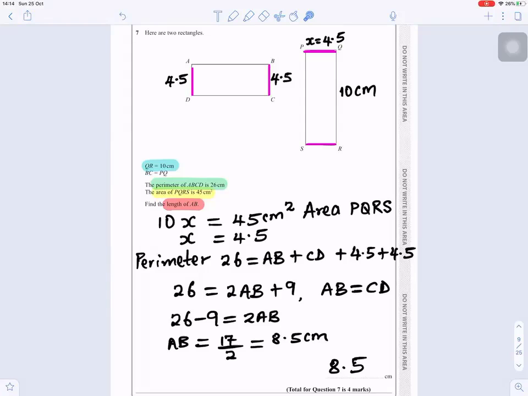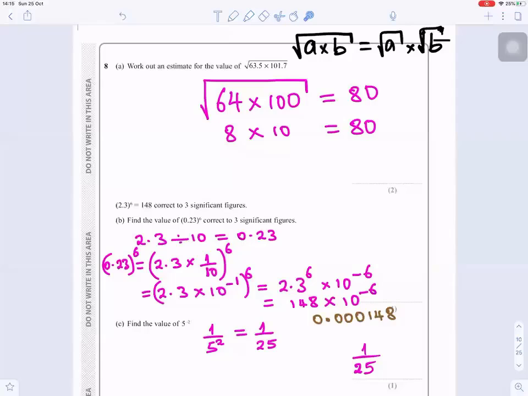Now we work with perimeter. Perimeter of A, B, D, and C. Perimeter of that is 26. So perimeter means you add all the distance around the object at all the sides. Since AB is the same as DC, we will write 26 is 8.